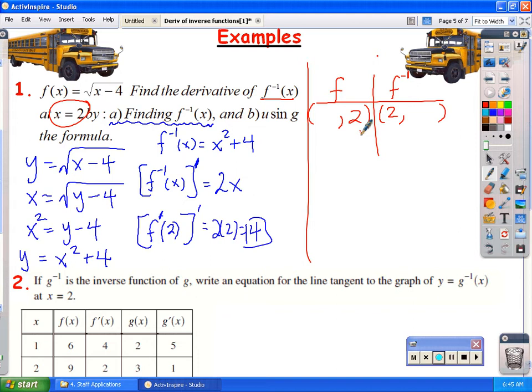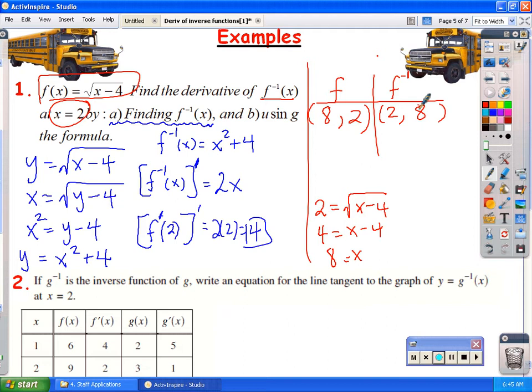So I'm going to actually find the corresponding x value that goes with 2 using the original function. In other words, I'm going to substitute 2 in place of f of x equal to the square root of x minus 4. Square both sides and I get 4 equal to x minus 4. Add 4 to both sides and x is equal to 8. So on the original function, when y is 2, x is 8. Meaning that on the inverse, when x is 2, y is 8. Remember, the x and y's switch places.